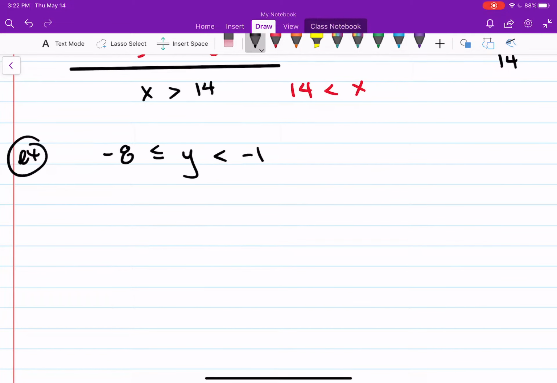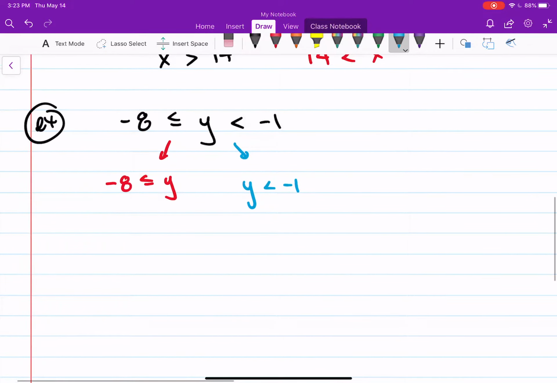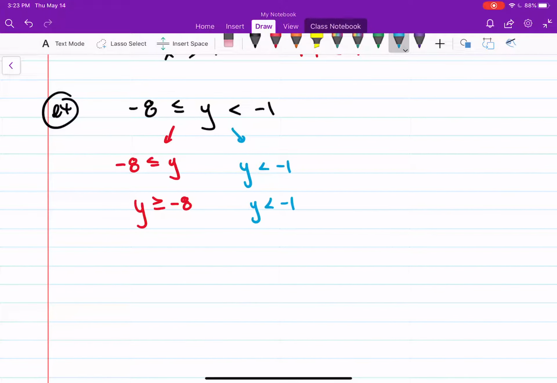I want you guys to understand something. There's actually two inequalities in here, okay? One says that negative 8 is less than or equal to y, and the other is y is less than negative 1. So if I wanted to write the red with the y on the left side, again, mirror image, I'll say y, and the mouth is eating the y, negative 8. And y is less than negative 1. So you could do it that way.